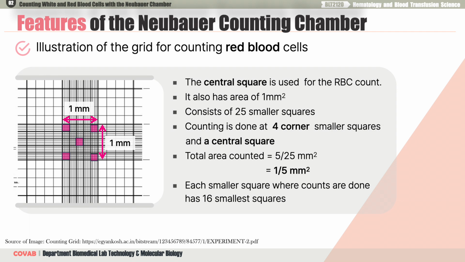The area for counting is illustrated in pink. We use the 4 corner smaller squares and a central smaller square. So we're going to count 5 smaller squares out of the 25, giving us an area counted to be 1 out of 5 millimeters squared. Now, if we examine each of these smaller squares highlighted in pink, each has 16 smallest squares where the actual counting is done, and the detail of which can be seen during the red blood cell count.